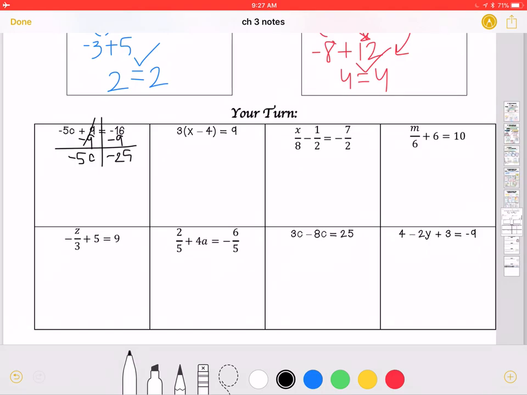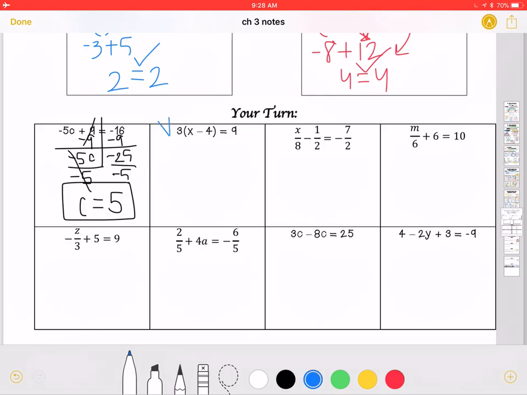I'm not done because c is still being multiplied by negative 5, so I'm going to divide by negative 5. So negative 25 divided by negative 5, c, you should have equals positive 5. That's the answer to the first one. Pay attention to your signs, your rules. Remember, we always get rid of our addition or subtraction first.